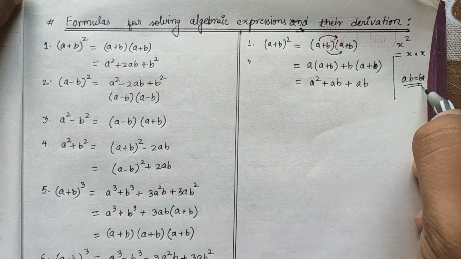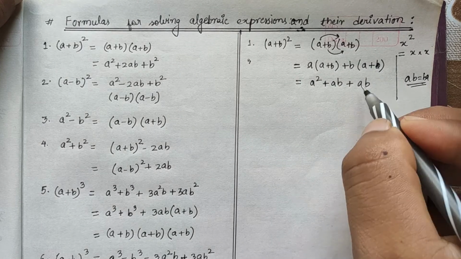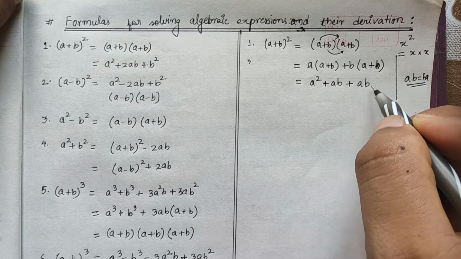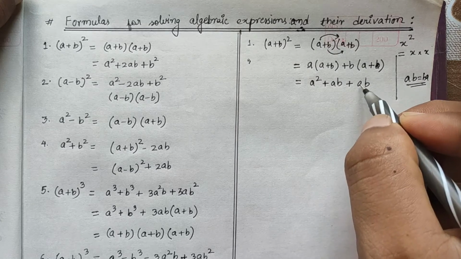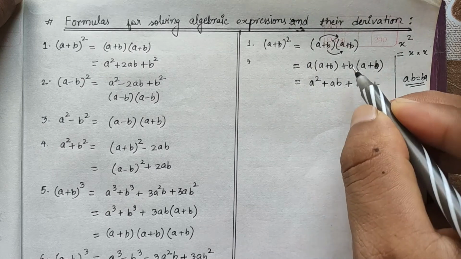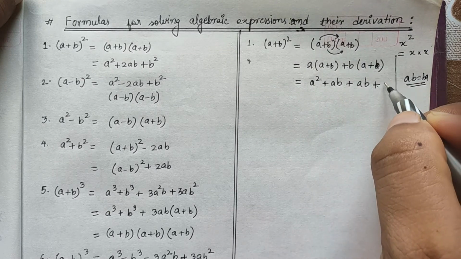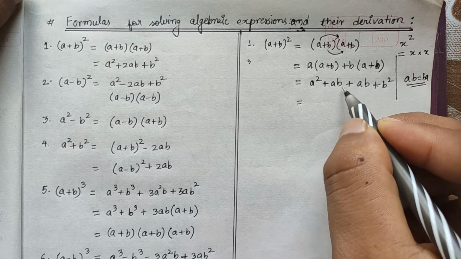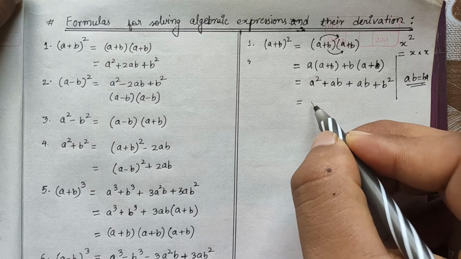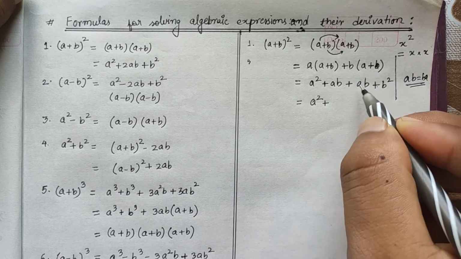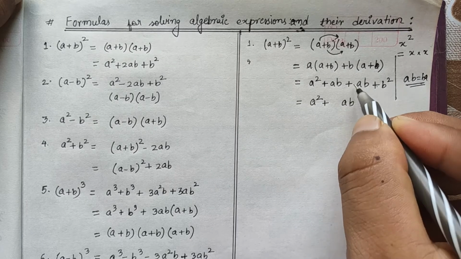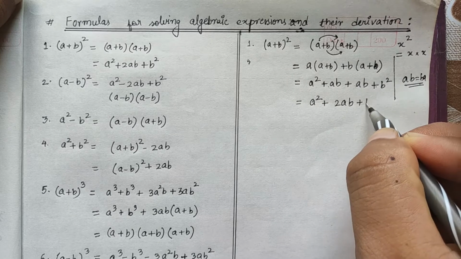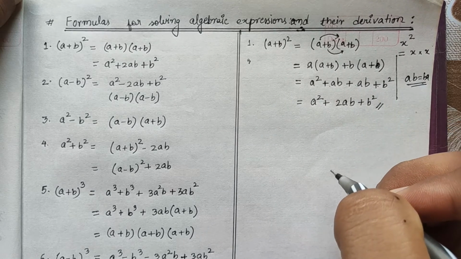These are the same things, but we will always write the letters in alphabetical order, like ba is the same as ab, but we will write a in the front. Okay, plus times plus is plus, so b times b is b square. Now ab plus ab means how much is it? The variables remain the same, we will add only the coefficients. So it is 2ab plus b square. So our first formula is proved.